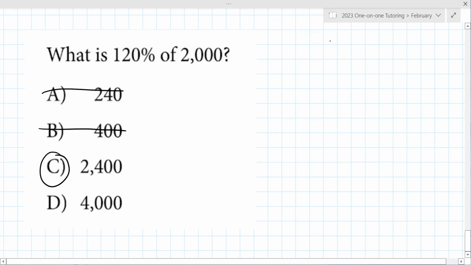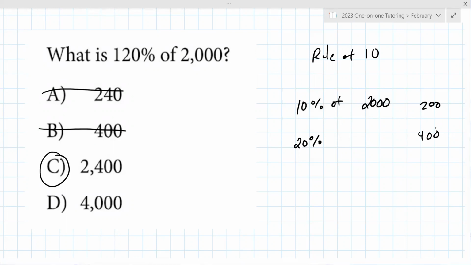Now using that rule of 10 again, 10% of 2000 is 200. Do you agree with that? Yes. Okay. So 20%, you can think of it two ways. It's either double 200 or it's another 10%. In this case, that's 400. But you don't want that. You want 120%. So you have to account for the original. That's why C is correct.